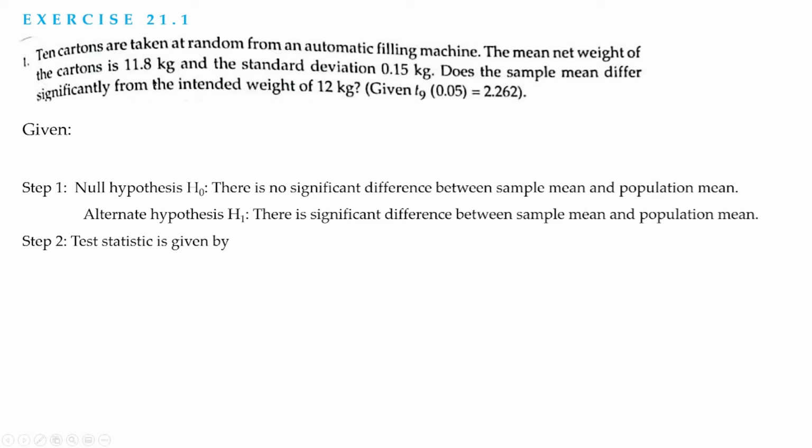So here it is given the mean net weight of the cartons is 11.8 kg. It means the sample mean x bar is 11.8 kg. And the standard deviation is 0.15 kg. Here the sample standard deviation small s is given, which is 0.15 kg. And we have to see whether the sample mean differs significantly from the intended weight of 12 kg. It means 12 kg is the population mean. So the population mean is 12 kg and the sample size is 10. So n equal to 10.